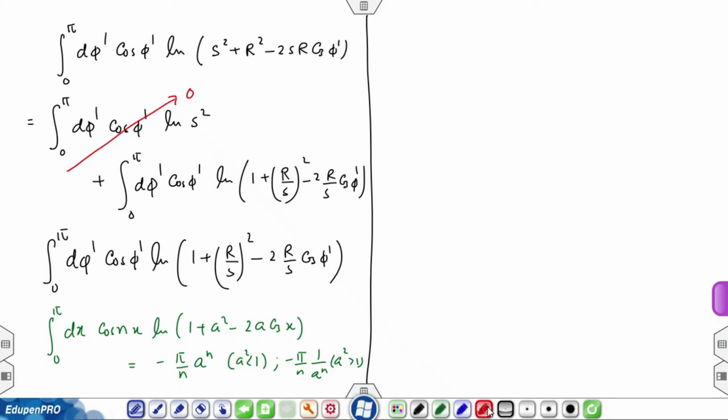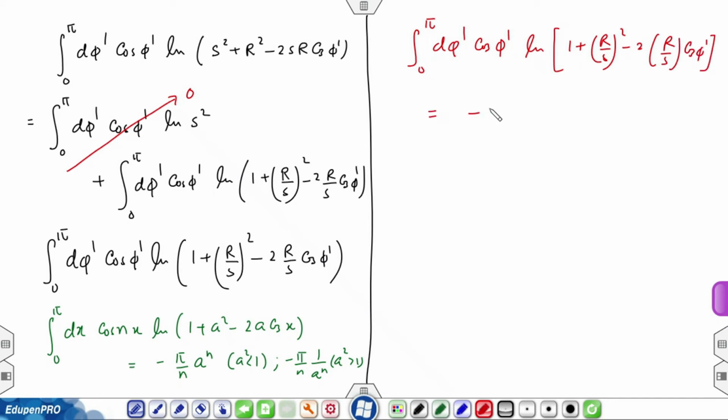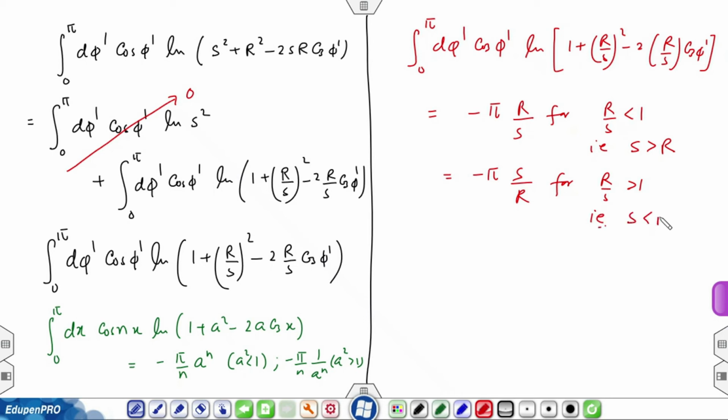If I compare, I can immediately write that 0 to pi d phi prime cosine phi prime log of 1 plus r over s square minus 2 r over s cosine phi prime is equal to minus pi r over s for r over s less than 1, that is s greater than r, and this is equal to minus pi s over r for r over s greater than 1, that is s less than r.